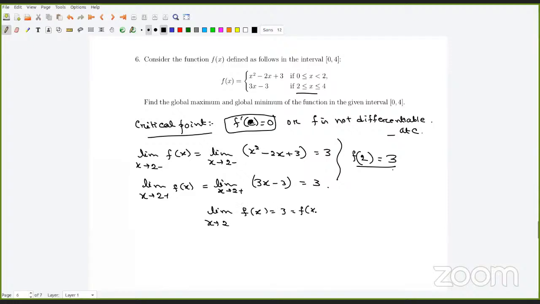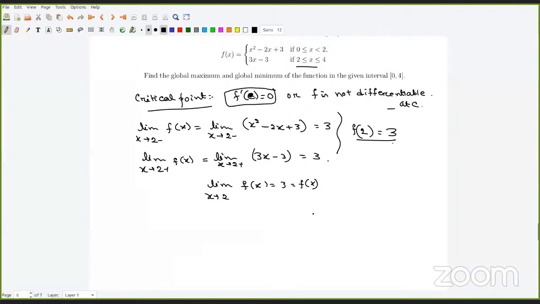So we have to really check about differentiability. So is this function differentiable? Sir, if in some question LHL is equal to RHL, but not equal to f at that point, then we will say it is not continuous. Yeah. Now my question is, is it differentiable at that point? No, sir.